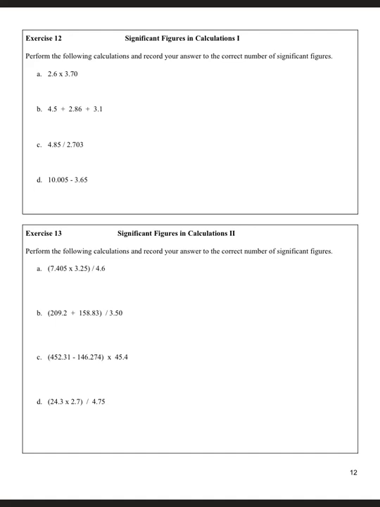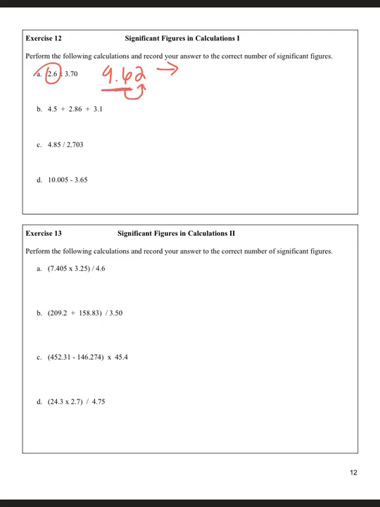Well, I got 9.62. But I don't know if that's my correct answer because my goal here is to be able to record my answer correctly. Well, when I look at those 2 numbers, that one has the least number of significant figures, and there are 2. So I'm going to have to stop at 2 significant figures.